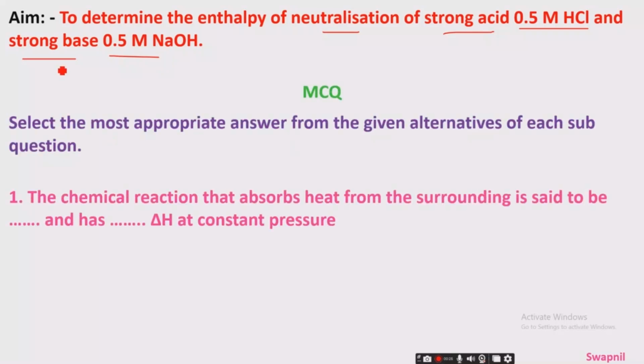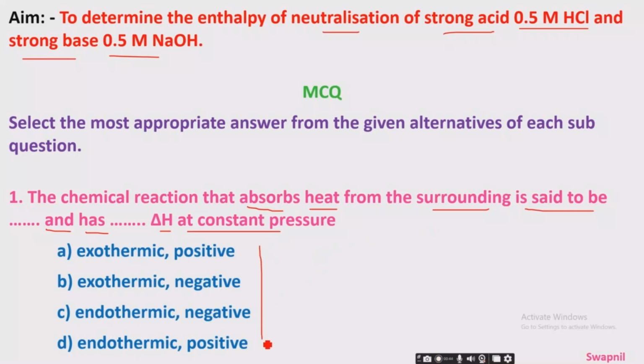So here is the first question. The chemical reaction that absorbs heat from the surrounding is said to be dash dash dash and has dash dash dash delta H at constant pressure, and these are the options for this question. So the correct option is option D, that is endothermic and positive.